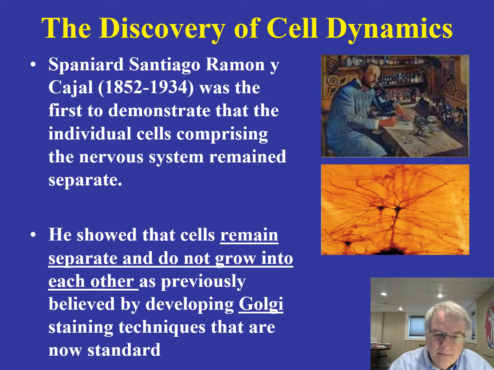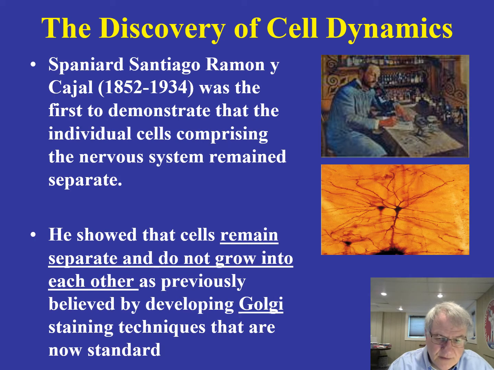So a little bit of history. The discovery of cell dynamics was by the Spanish scientist by the name of Cajal, and he really was the first one to begin to describe these individual cells in the nervous system and how they remain separate from one another. He showed that the cells were separate, that they don't really grow into each other. That's how scientists initially thought.